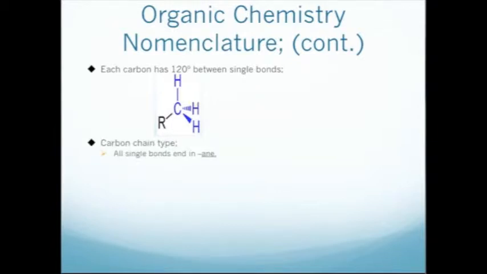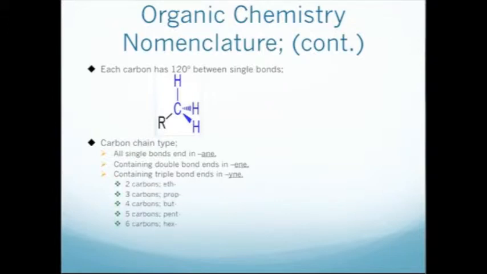So carbon chain types: if it's all single bonds, the compound will end with the letters ANE. If they have double bonds, it will end in ENE, and triple bonded carbons will be YNE. 2 carbons would be prefaced with an ETH, 3 with a PROP, 4 with a BUT, 5 PENT, 6 HEX, and so on. So a 3-carbon chain with just hydrocarbon with hydrogens around it and no double bonds would be propane. If there was one double bond in the middle of that, that would be propene, and if it was a triple bond, it would be propyne.